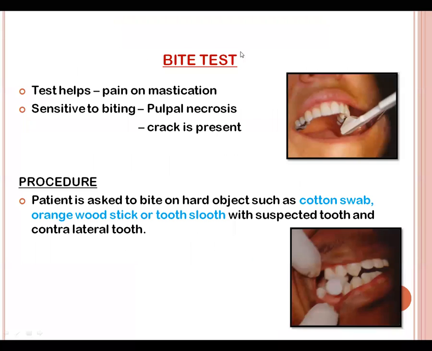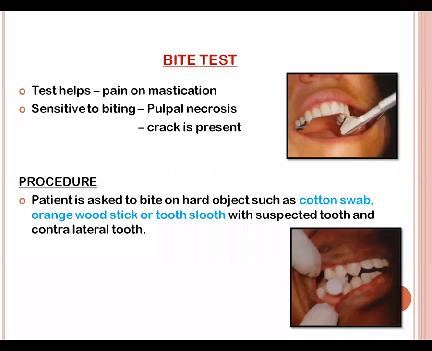Bite test. This particular bite test is done to find out whether the patient is having any crack inside the tooth or not. Now, if the patient is having a fracture inside a particular tooth, when the patient bites on a cotton pellet or a particular instrument like this, called the Tooth Slooth, a fractured tooth will always pain.